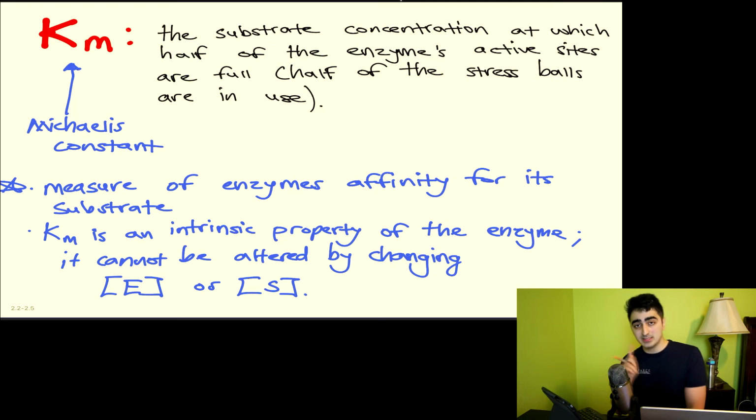Km is an intrinsic property, so it does not change based off of any variables. It is intrinsic to the enzyme. It cannot be affected by changing enzyme concentration or substrate concentration. So no amount of enzyme that you add, no amount of substrate that you add is going to change the Km of the enzyme. Pretty cool.